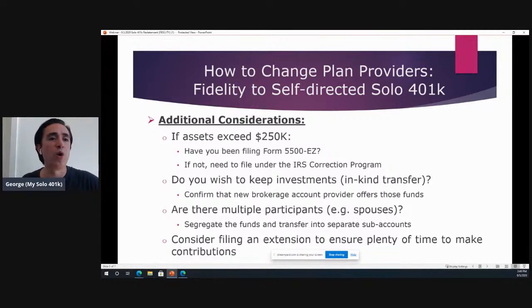So let's look at these questions here. Again, thank you so much for asking. The first one is: I have a SIMPLE IRA at Fidelity. I know there's a 2-year hold on rollovers from a SIMPLE to a solo 401k. Do you handle those kinds of rollovers?